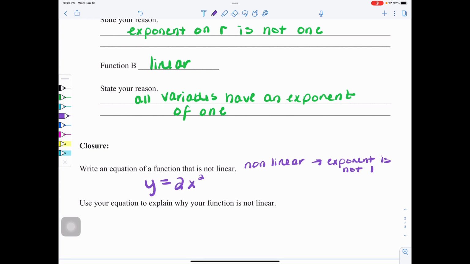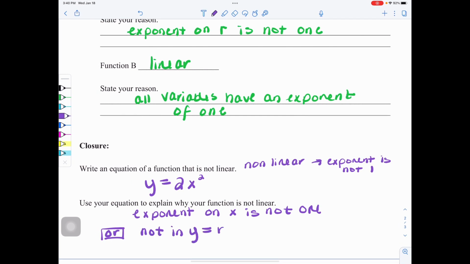So if I had to use my equation to explain why my function was not linear, I have a couple of choices. I could have said the exponent on x is not 1. Or I could have said it's not in y equals mx plus b form. And either of those would have been a good explanation as to why it is nonlinear. And that concludes your lesson on linear and nonlinear functions.